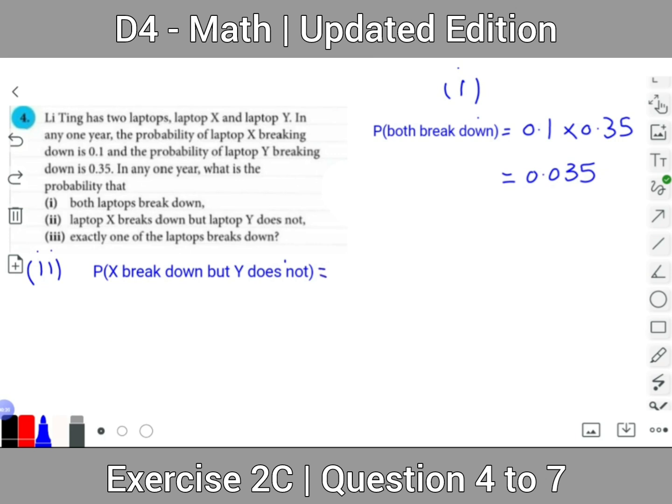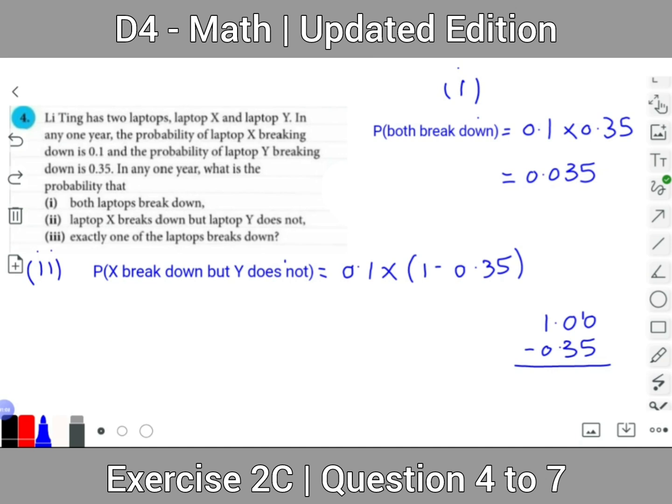Now for part 2, the probability that X breaks down but Y does not. The probability of X breaking down is given in the question, and that is 0.1, but we have to find out the probability that laptop Y does not break down. For this we will subtract 0.35 from 1, and here we have the carry subtraction.